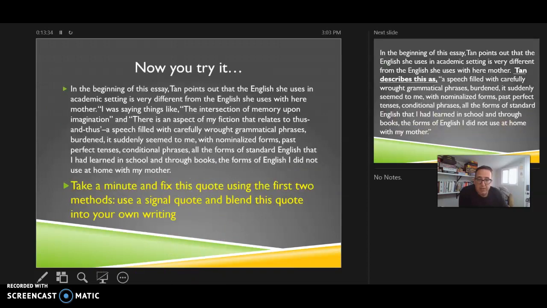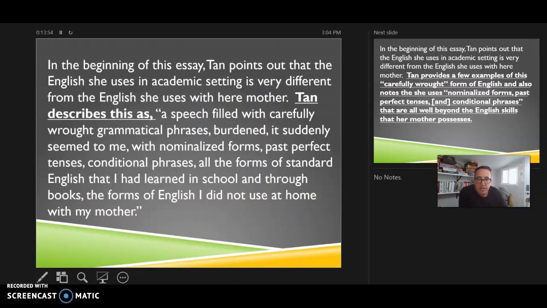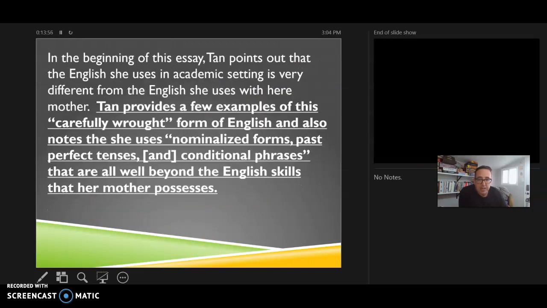So I've included an example of an argument. Again, going back to the Tan essay with a dropped quote. I'm sorry, my mind just blanked there for a second. There's a dropped quote, so you can try going through and fixing that. And then I've got a couple examples of signal phrase, and then I've blended it.